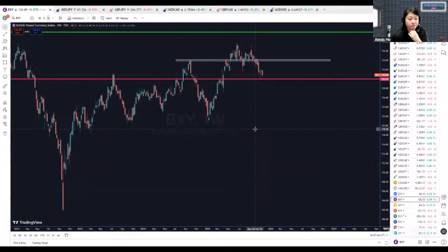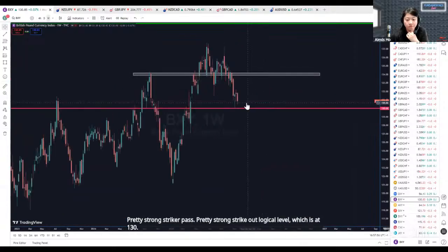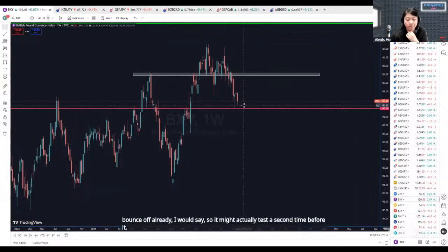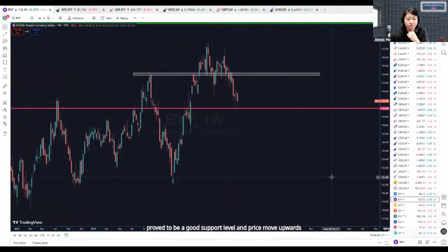Next on my list is the pound index. Again, there's a pretty strong psychological level, which is at 130. Price might actually move down a bit more. Two weeks back it has bounced off already, I would say. So it might test a second time before it proves to be a good support level and price moves upwards again.